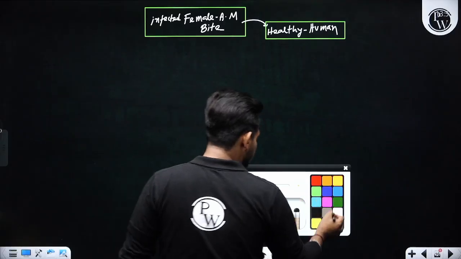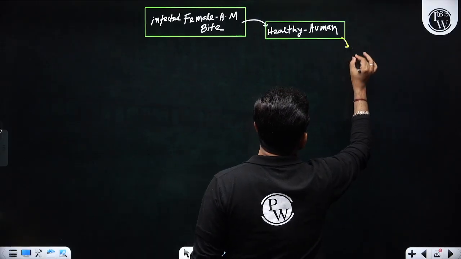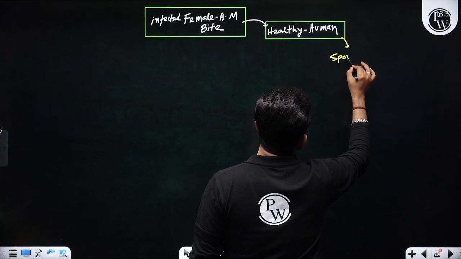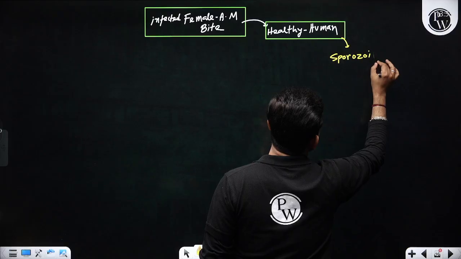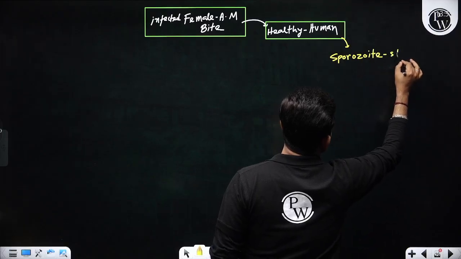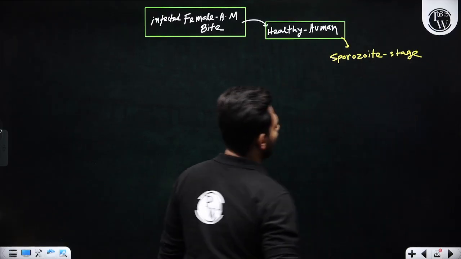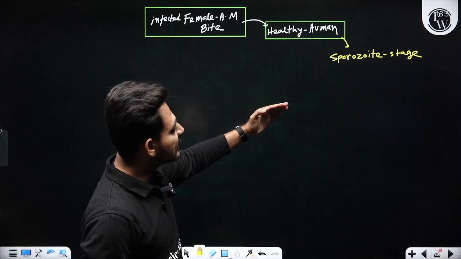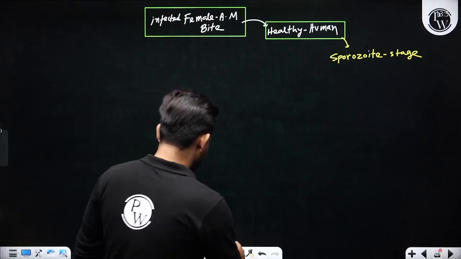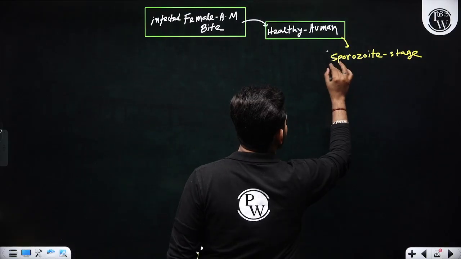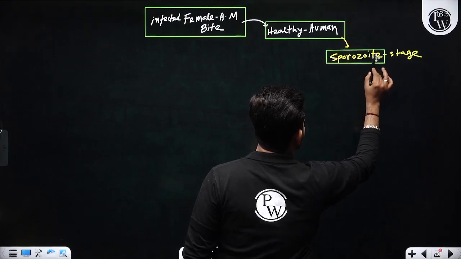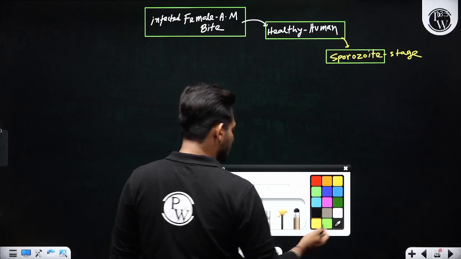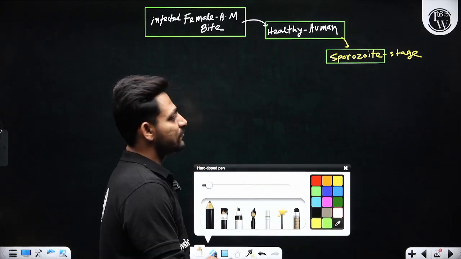And at that time they are inserting the sporozoite stage of Plasmodium. So this is the infective stage of Plasmodium. What is the name? Sporozoite. So this stage of their life cycle is responsible for the infection.